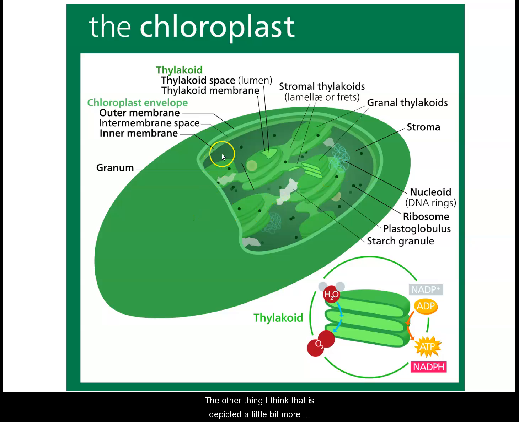The other thing that is depicted a little more easily here is that between the outer and inner membrane is the inner membrane space, and then all this space on the inside that includes your thylakoids and the granum and the grana, etc., is called the stroma, and that'll be really important when we're talking about the specifics of photosynthesis later on.